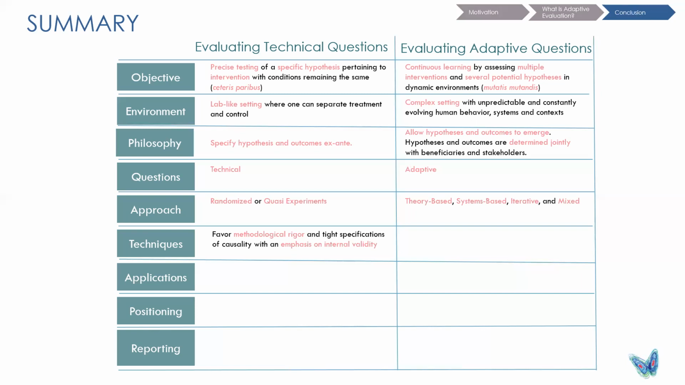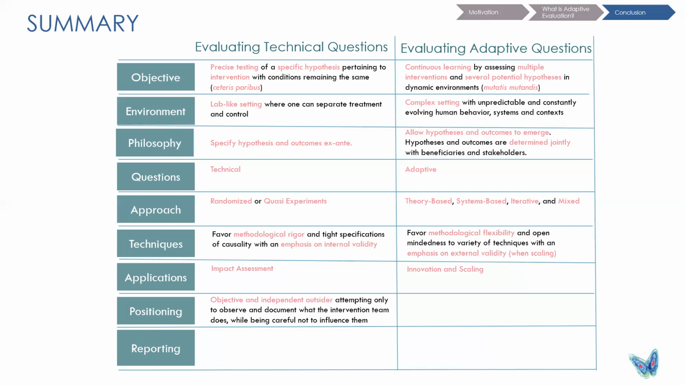Techniques: we have discussed the techniques, but in technical questions, you favor techniques that have more causal attribution. Whereas in adaptive questions, there's more methodological flexibility and open-mindedness to a variety of techniques. There's some emphasis on external validity, but only when scaling. Applications: typically, evaluating a technical question leads to an impact assessment, whereas evaluating adaptive questions deals with situations of innovation and scaling.